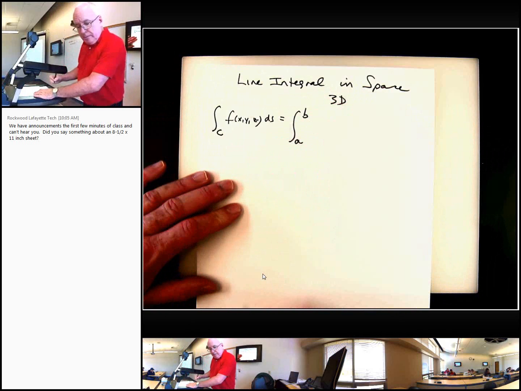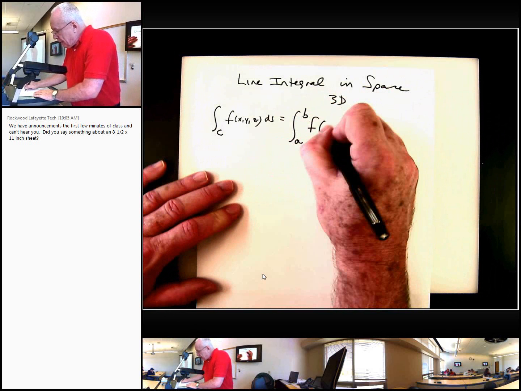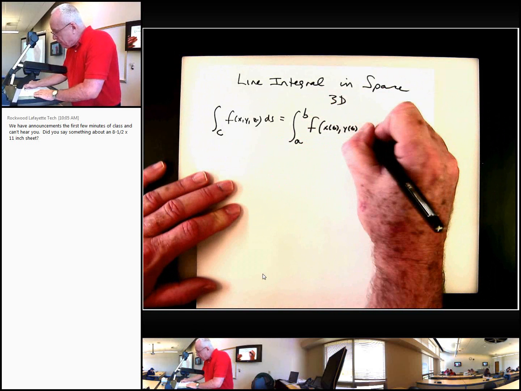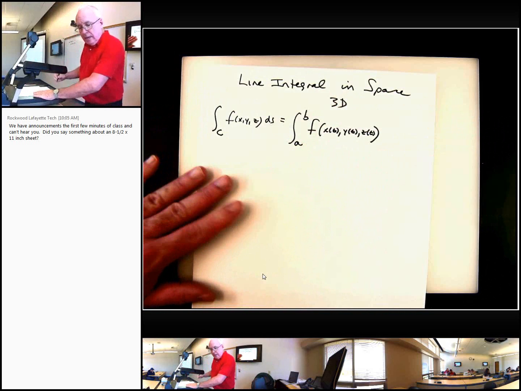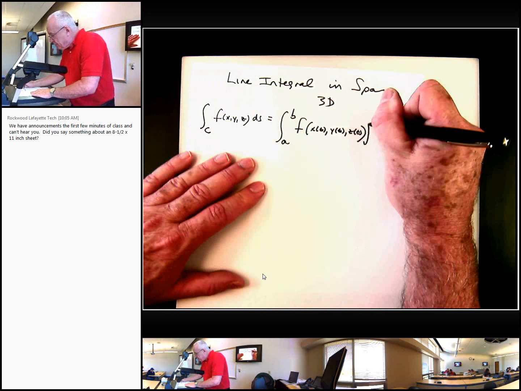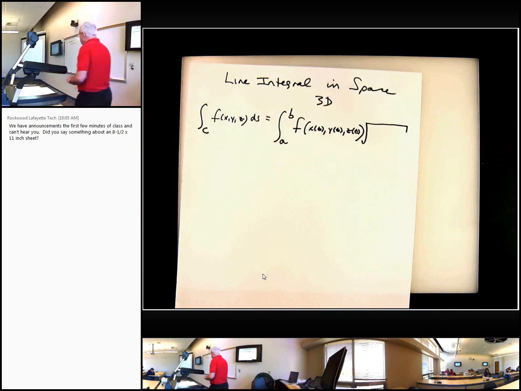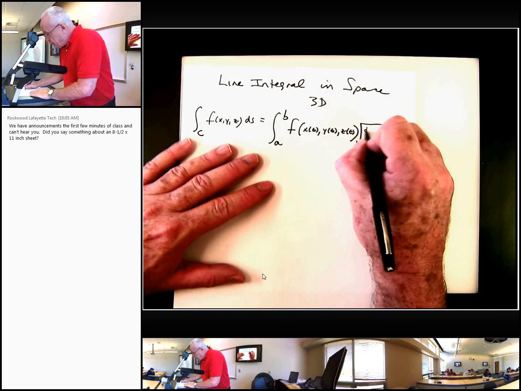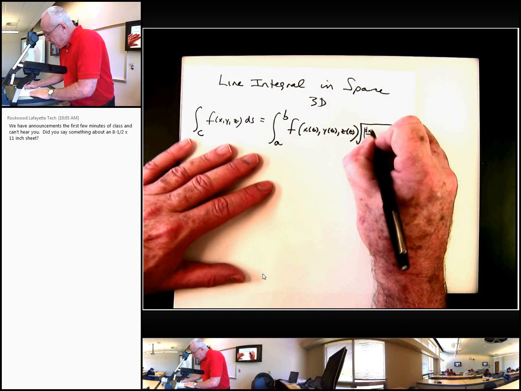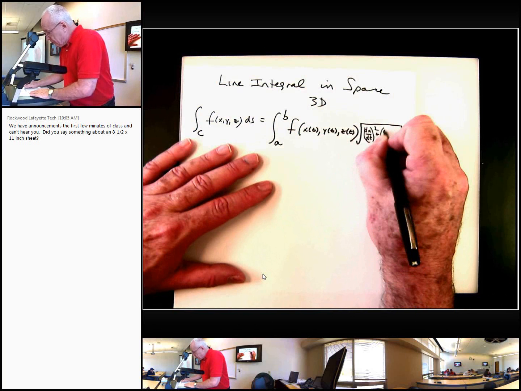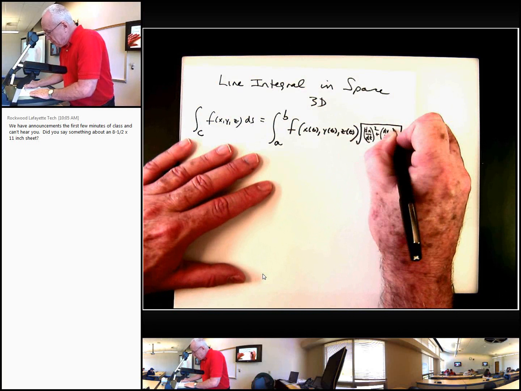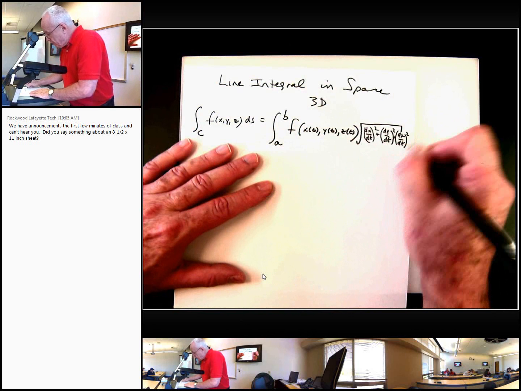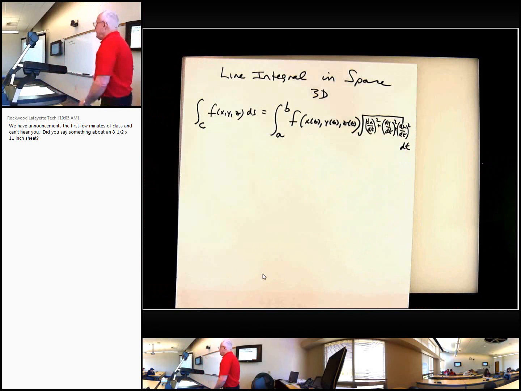from a to b of f. We apply a parameterization, so we have f of x of t, y of t, and z of t. And then, I'm going to run out of space here, we have to multiply that by the square root of, I'll try to write small here, dx/dt squared plus dy/dt squared plus dz/dt squared. And then finally we have dt at the end.